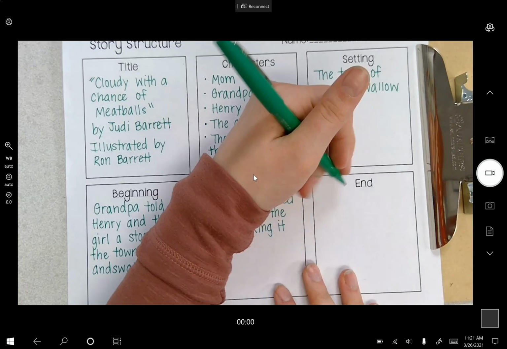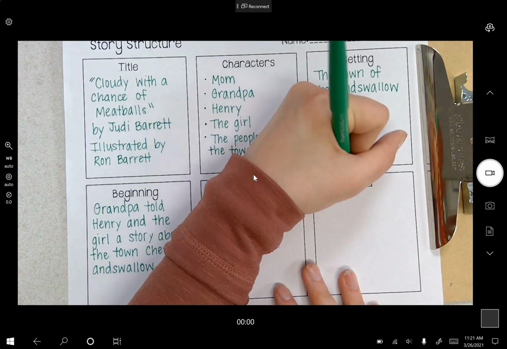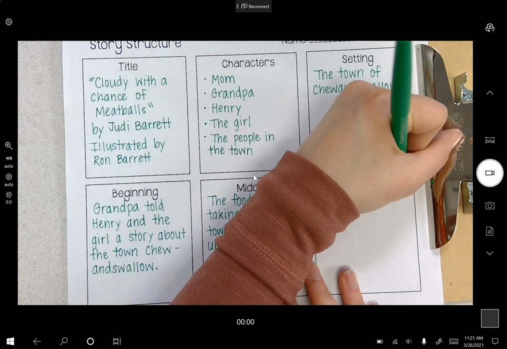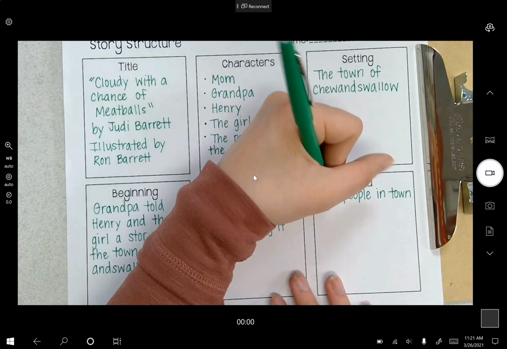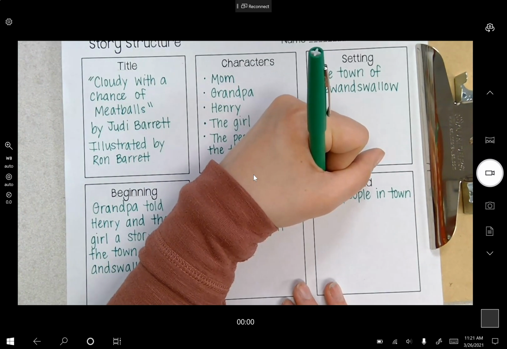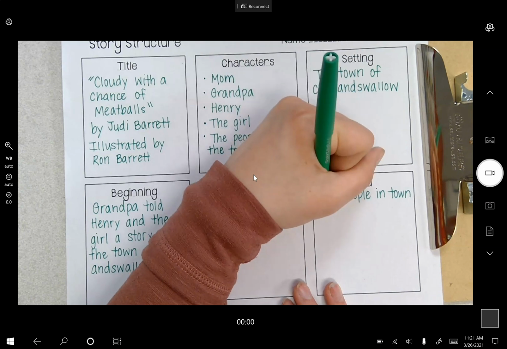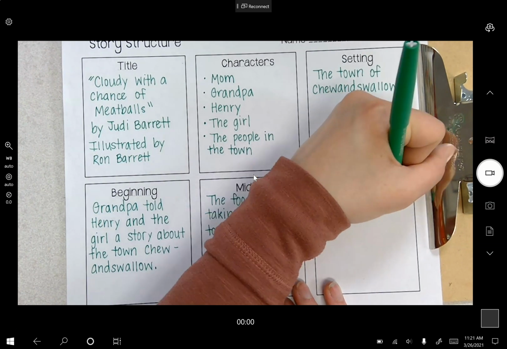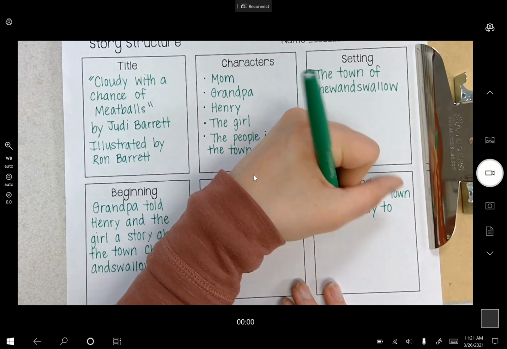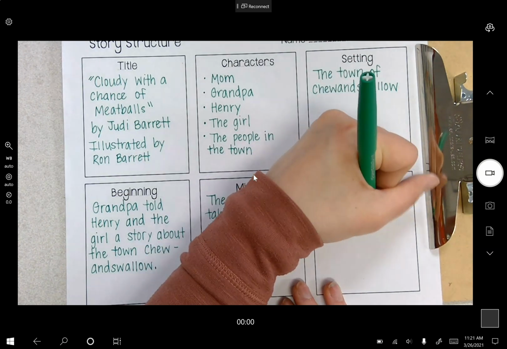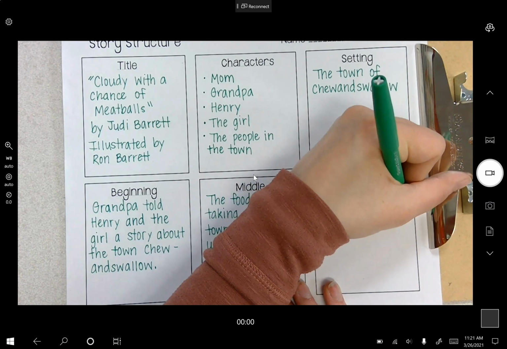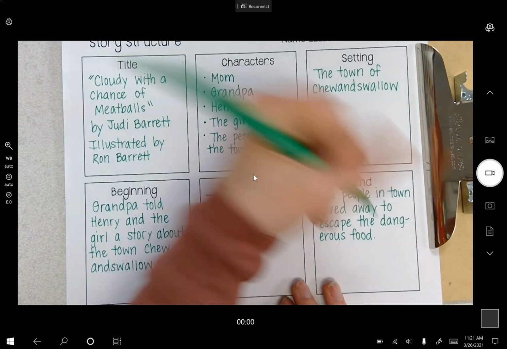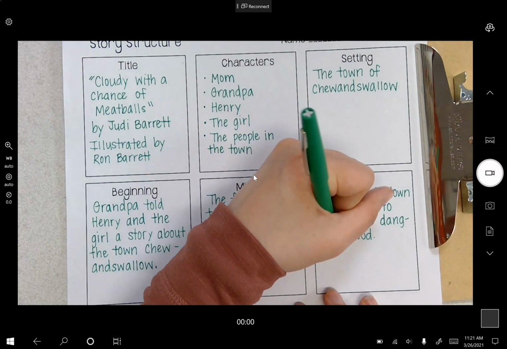Okay, and we find out that the people in town moved away to escape the dangerous food. And also, we can mention Grandpa finished his story.